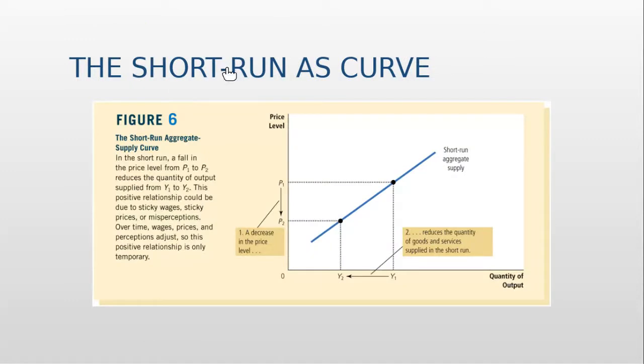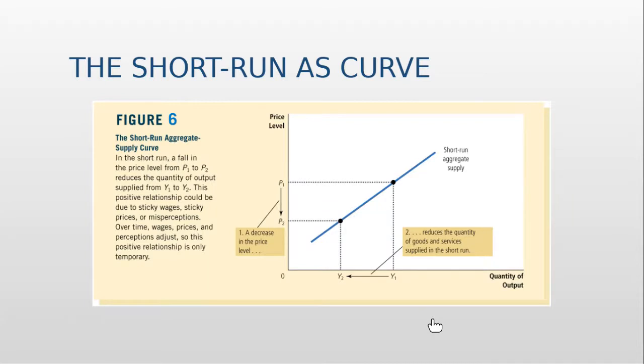So we can look at the short-run aggregate supply curve as follows. Notice that if we zoom in here, we simply find that a decrease in the price level, in this case from P1 to P2, corresponds to a reduction in the quantity of goods and services supplied in the short run. So this is a nice little succinct relationship. And again, we explained that this downward slope could be due to things like sticky wages, sticky prices, or misperceptions. However, over time, wages, prices, and perceptions adjust, so the relationship is only temporary.